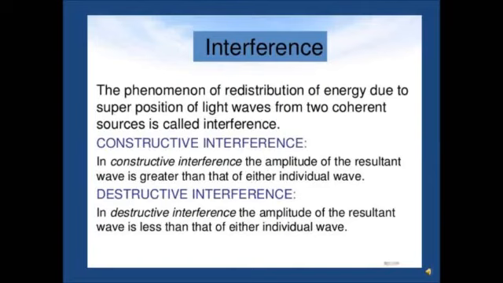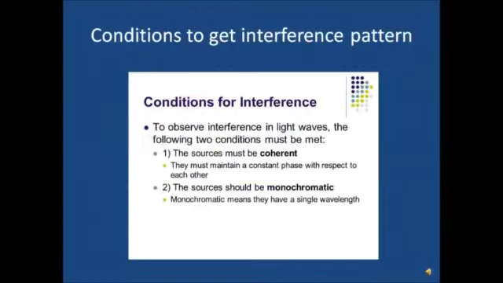Constructive interference. In constructive interference, the amplitude of the resultant wave is greater than that of either individual wave. Destructive interference. In destructive interference, the amplitude of the resultant wave is less than that of either individual wave.